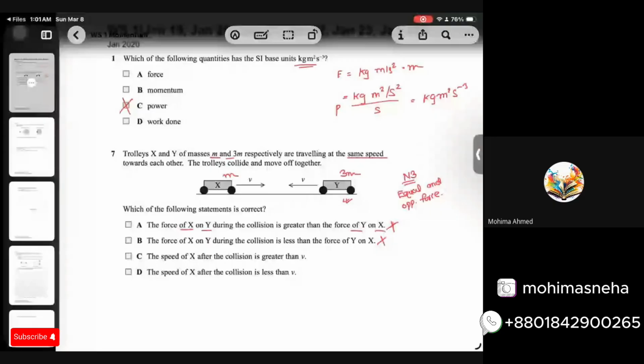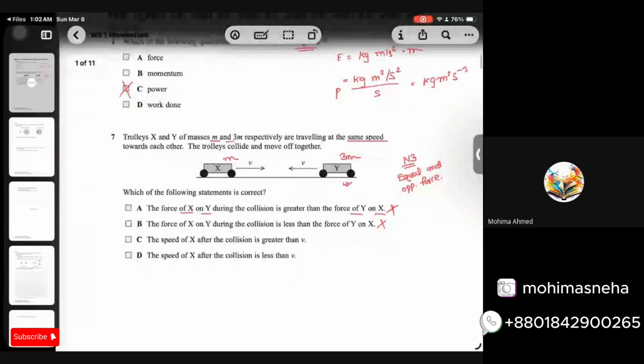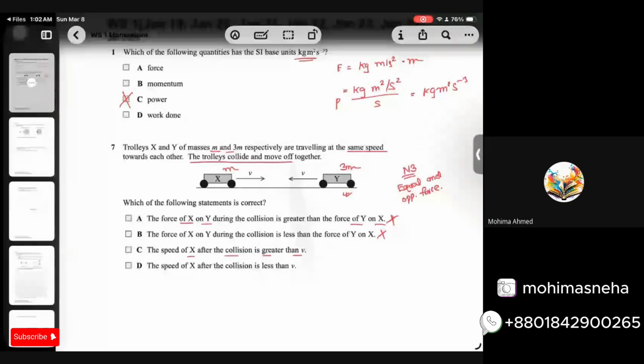Again, they're saying that maybe y is exerting more force on x than x is exerting on y, right? That is wrong again. No one is exerting more force. Everyone is exerting equal force. The speed of x after the collision is greater than v, and the speed of x after the collision is less than v. Okay, first thing to understand, the trolleys collide and move off together over here, right?